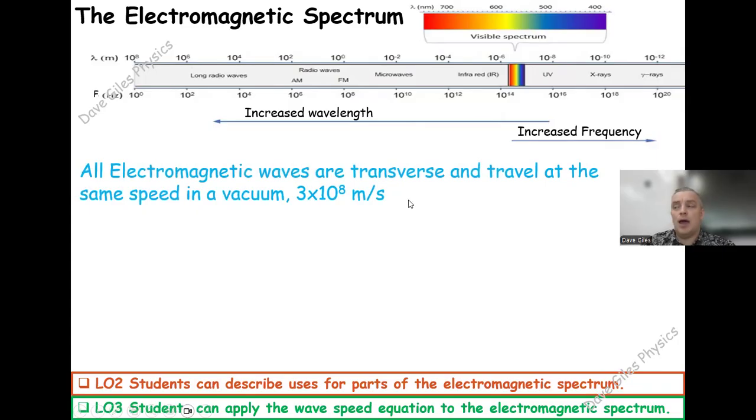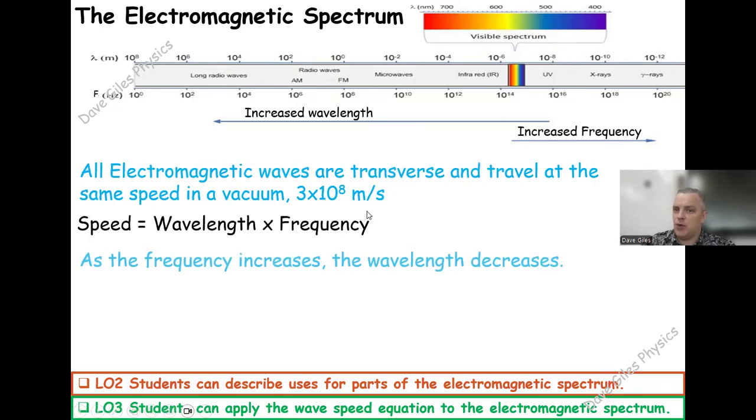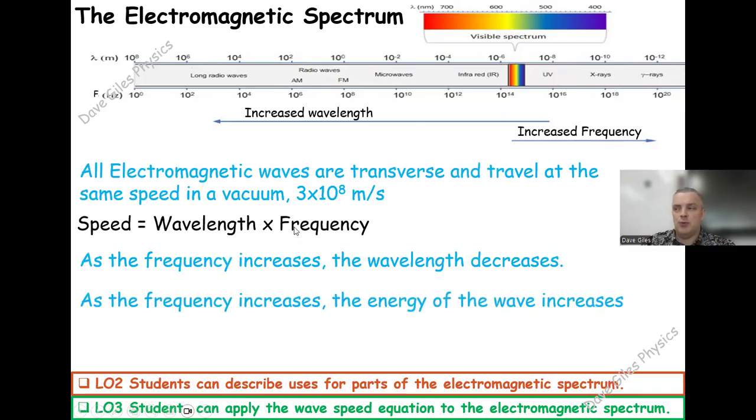So all EM waves are transverse and travel at the same speed in a vacuum, 3 by 10 to the 8 meters per second. We know speed is wavelength times frequency. So as the frequency increases, the wavelength decreases and vice versa. Also, as the frequency increases, the energy of the waves increases.